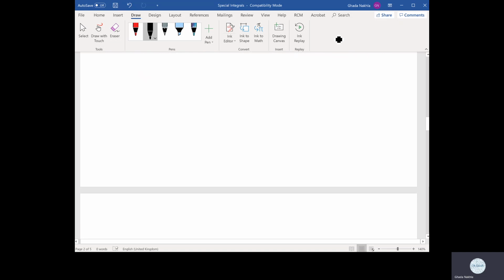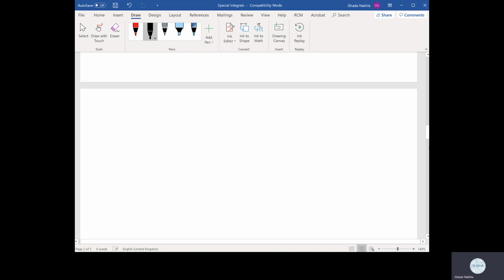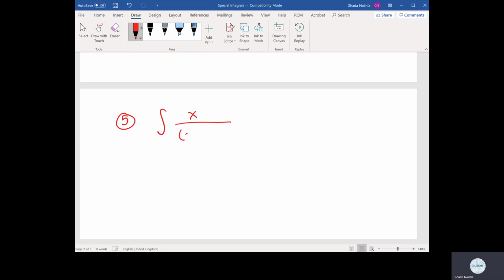Let's take a look at something slightly different. I think we're on question 5. And this time I'm integrating x over 2 minus x and 2 plus x dx.